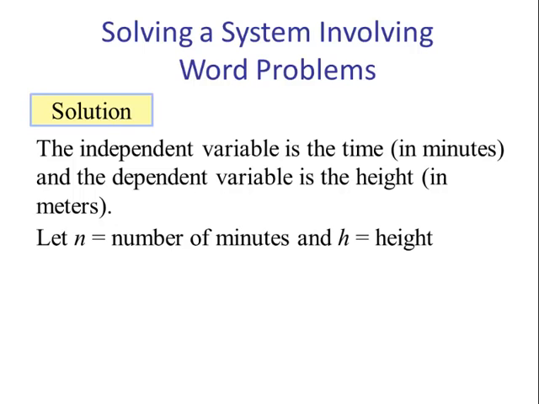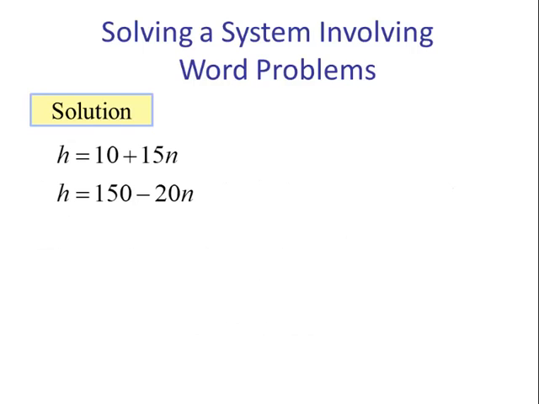We'll let n equal the number of minutes and h equal the height. So for the first balloon, h equals 10 plus 15n, and for the second balloon we have h equals 150 minus 20 times n. Step 3, we want to solve this system.